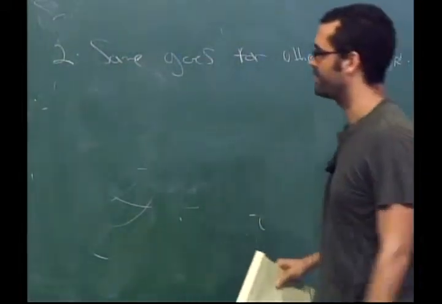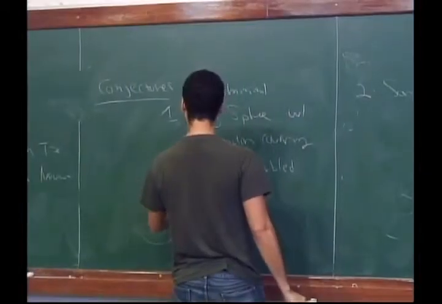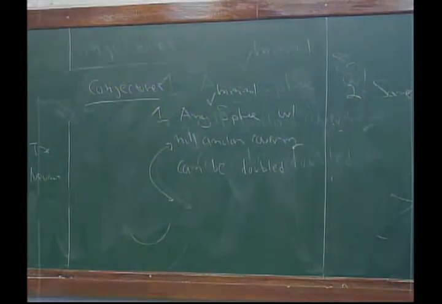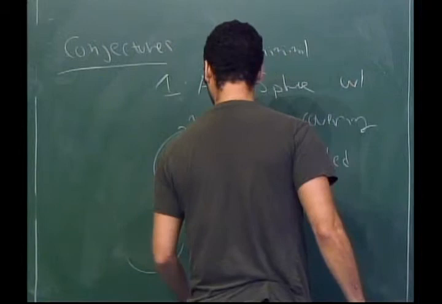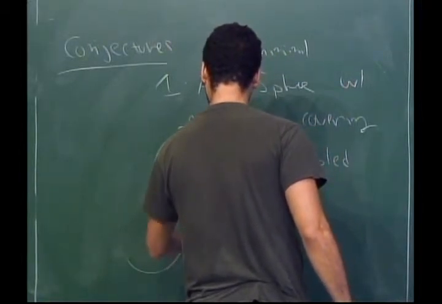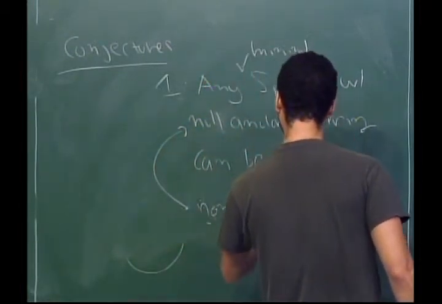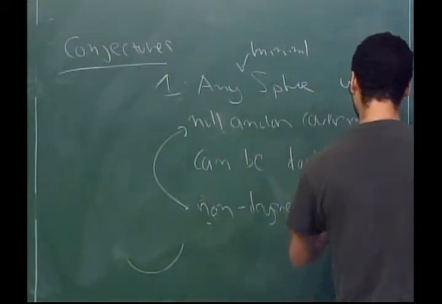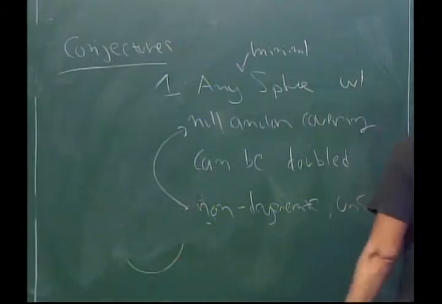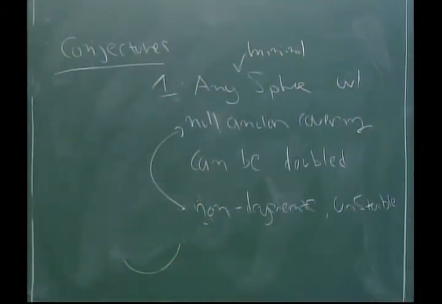The last thing I'd like to mention is that this null annular covering condition is a little bit overly strong, but it's implied by the fact that your sphere is non-degenerate and unstable, so it has at least one negative eigenvalue. The stability operator has at least one negative eigenvalue. Okay, so in the case of a sphere, how to generalize the arguments to the non-rotationally symmetric world is relatively clear. And it's clear for a torus as well.